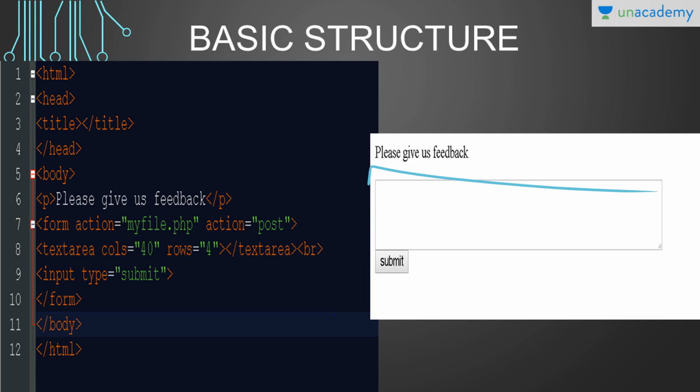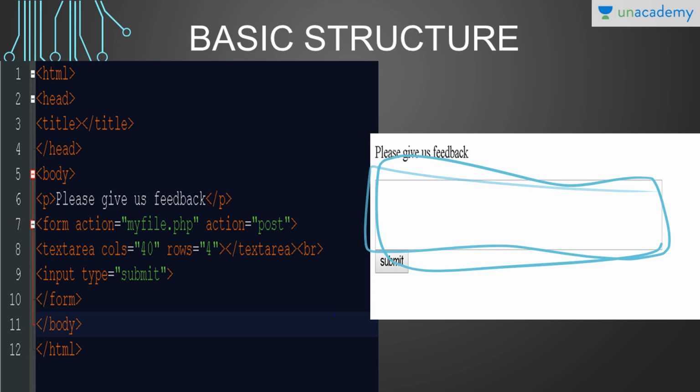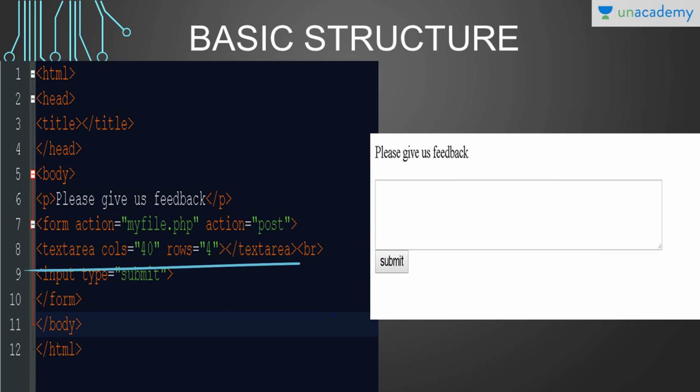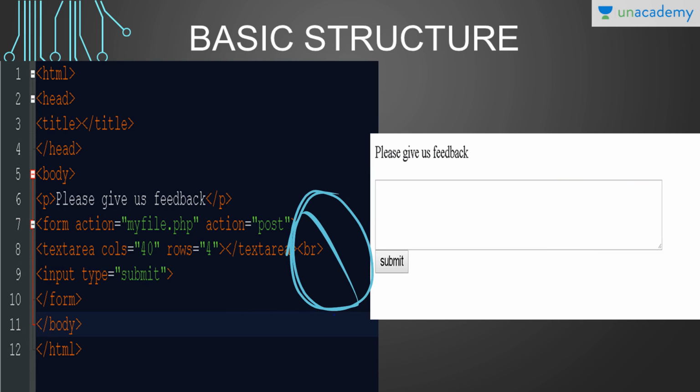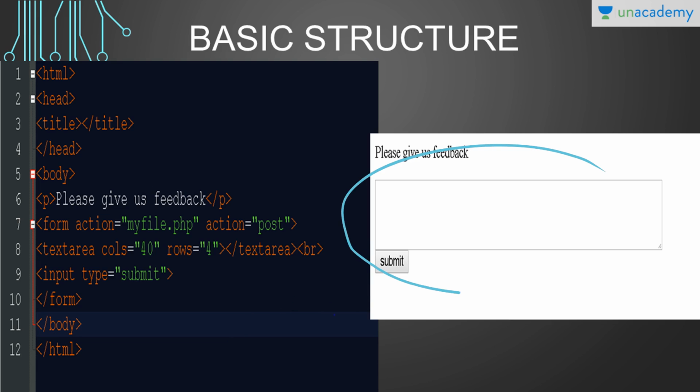Now for this text area I'll be using another HTML element, which is the textarea. You can see this is the textarea opening tag and this is the textarea closing tag. And there's one more thing you can see here. This is break, just for a new line. So we use break for a new line. Here you can see this is the textarea.